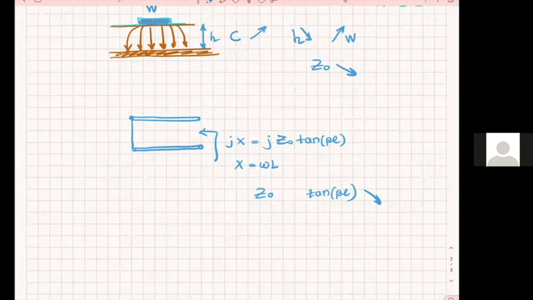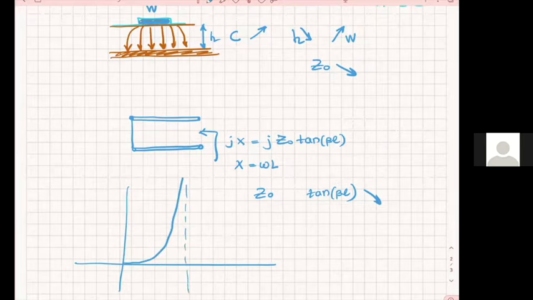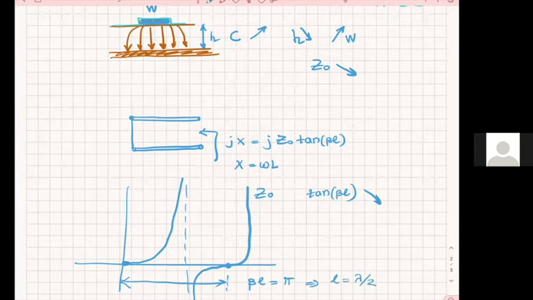Now, what do I do next if that's the case? If you remember, the tangent of βL goes like this. Do you agree? Like this. And it repeats itself every how long? How much is this distance where it goes through 0 and up again? Do you remember? βL here is what? Is it pi? Pi. So your L becomes lambda over 2.